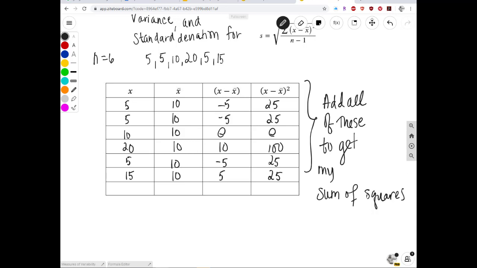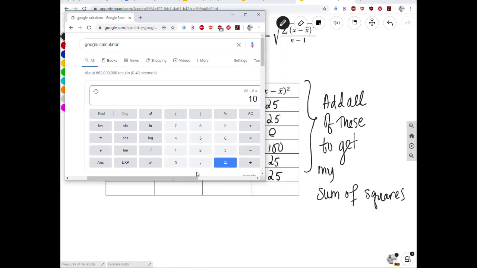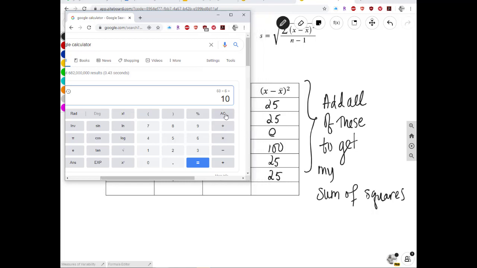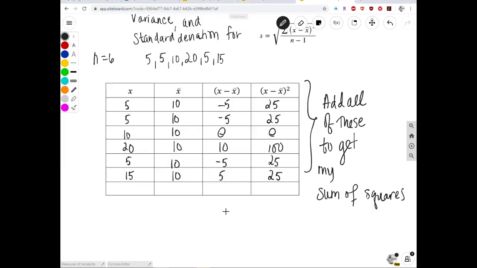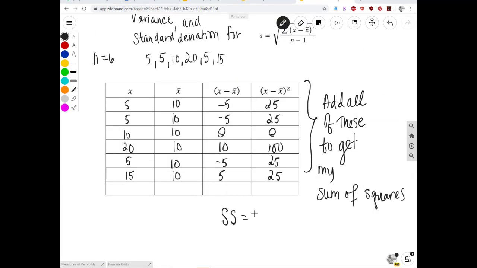So let's bring my calculator over, and we're going to say clear, clear, clear. 25 plus 25 plus 0 plus 100 plus 25 plus 25, and I get 200. So my sum of squares, and usually that's abbreviated as SS, was 200. Okay, so that's my sum of squares.